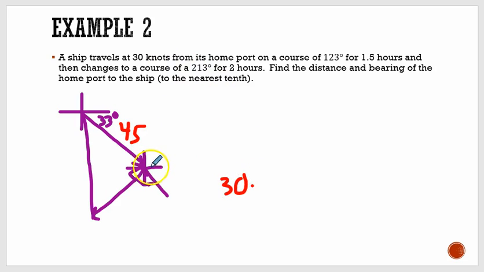But he traveled for a longer time in this direction. At this bearing, he was traveling for 2 hours. So now we're going to do 30 times 2 to get a distance of 60 on the triangle. Now looking at our question, we need to do two things. First, we need to find the distance from the home port to the ship. That can be found using Pythagorean theorem with our sides of 45 squared plus 60 squared.